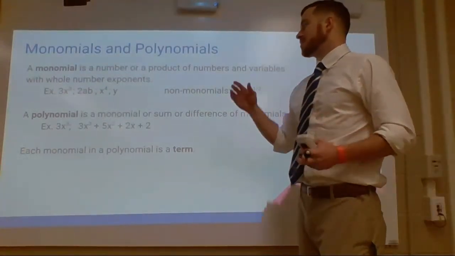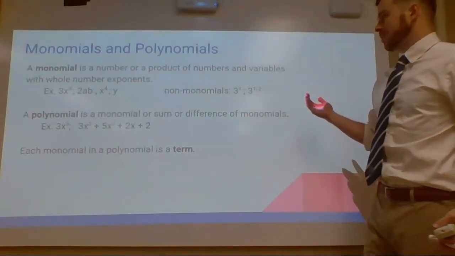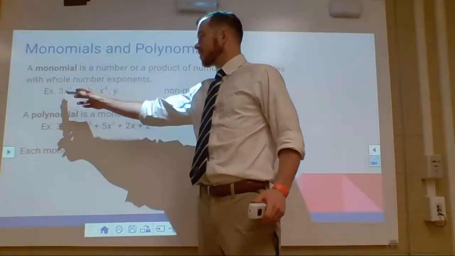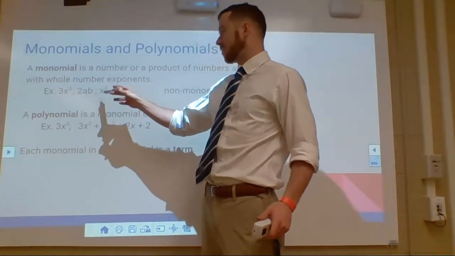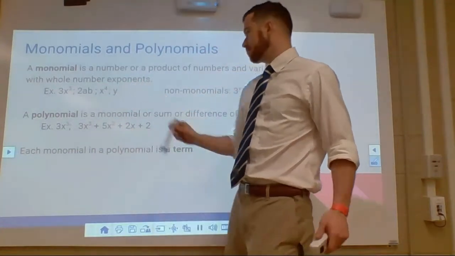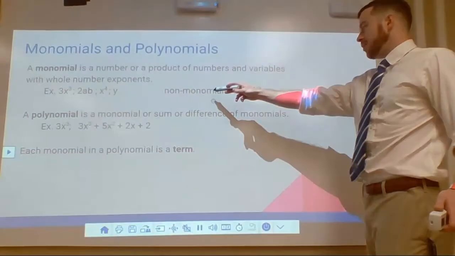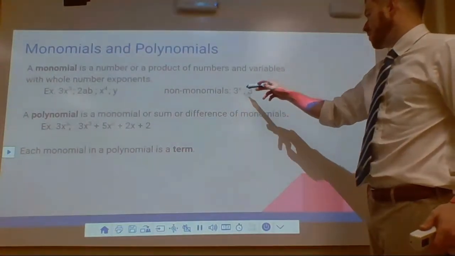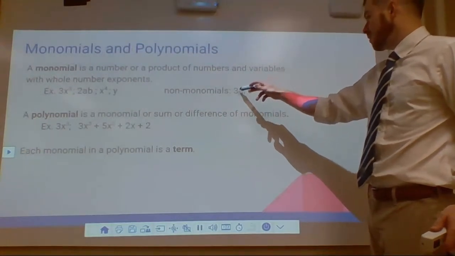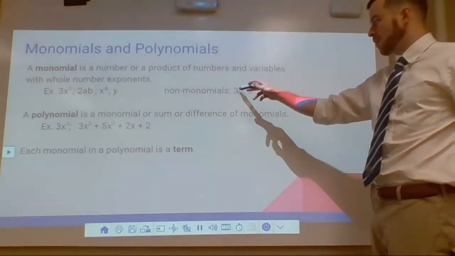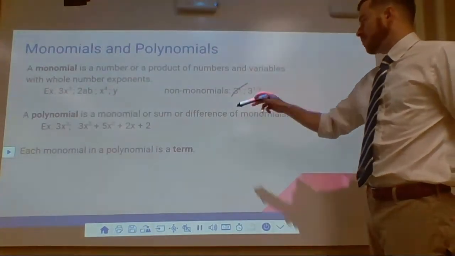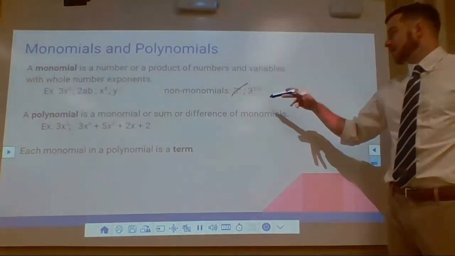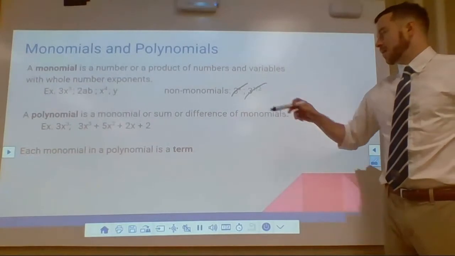A monomial is a number or a product of numbers and variables with whole number exponents. So some examples of monomials are 3x cubed, 2ab, x to the fourth, or just y. And some examples that are not monomials are 3 to the x power because it has an exponent that is a variable. It needs to have a whole number exponent. So that makes this not a monomial. Also, 3 to the 1/2 power. That has an exponent that is not a whole number. So this is not a monomial.